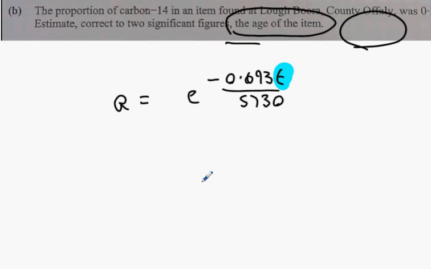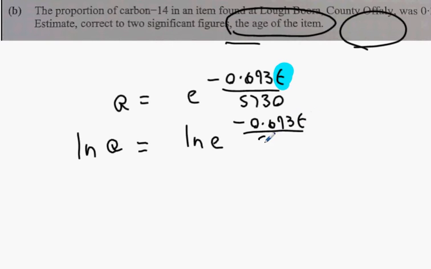You log both sides. You can use any log you want; it doesn't matter which log you use, it will still work. I'll use ln. So this is going to be ln q, would you agree with that? ln e to the minus 0.693t over 5730. It's ln 0.34. It tells me that q is 0.3402. Now, what is the rule when I have a power?